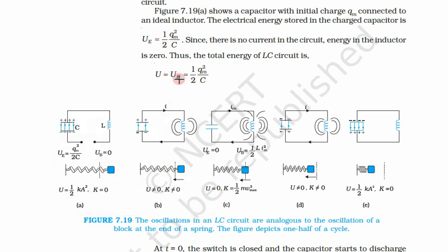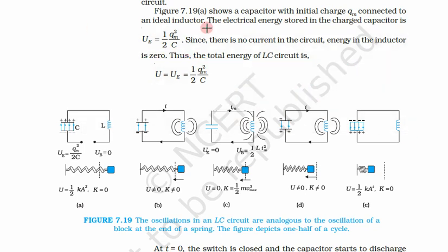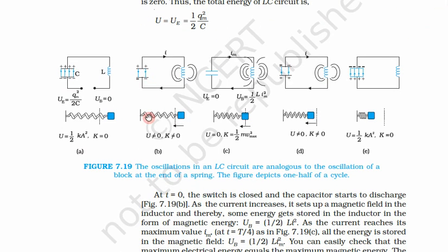So this is the electrical energy in the capacitor, and this is the total energy U. Total energy U is equal to UE plus UB. Initially we have only UE, and UB is equal to 0. So the total energy of the circuit is half Qm square by C, because we have added charge on the capacitor and there is no current flowing in this inductor.